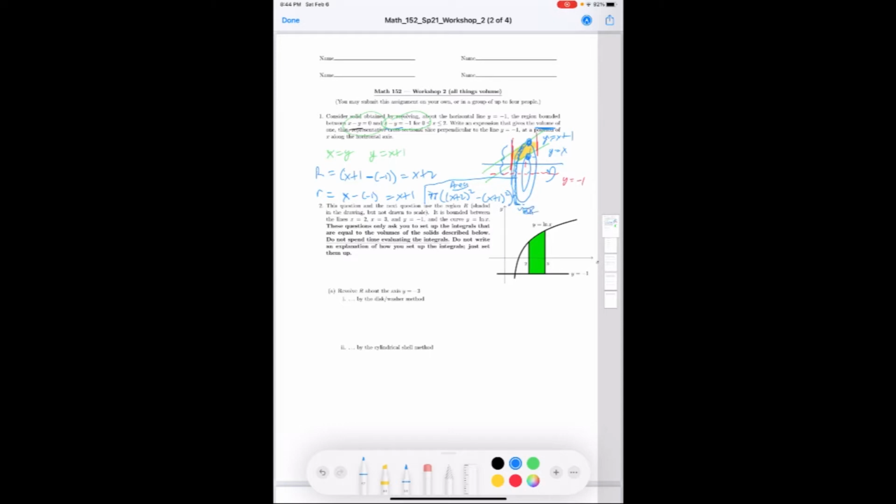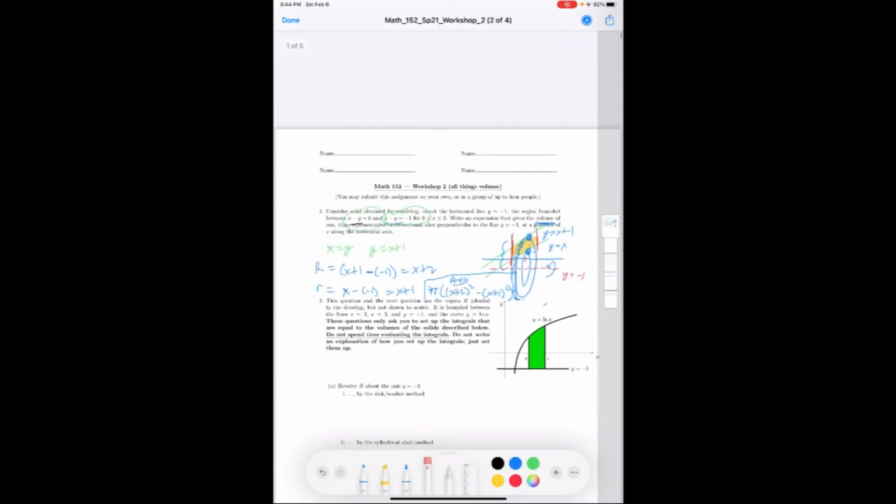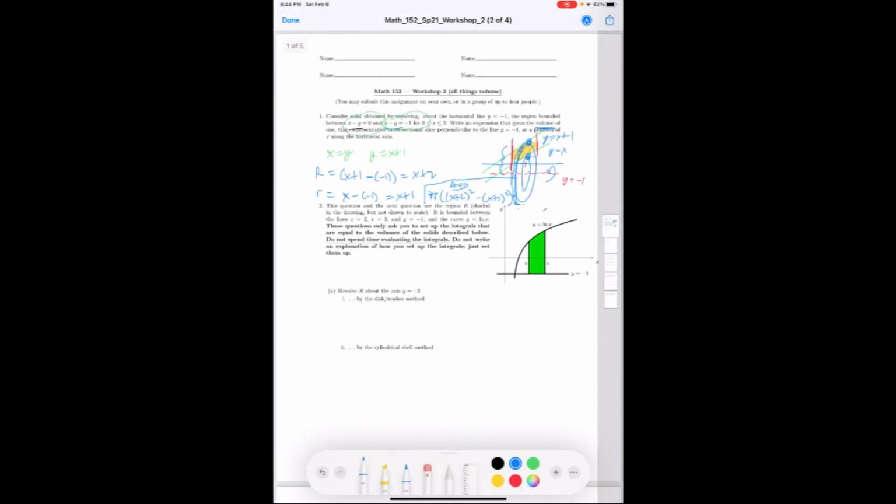So that is just going to be dx. Okay, so let me just write this up here. This is going to be pi times x plus 2 squared minus x plus 1 squared dx, and that's the answer to this question. Okay, now let's go to question 2.